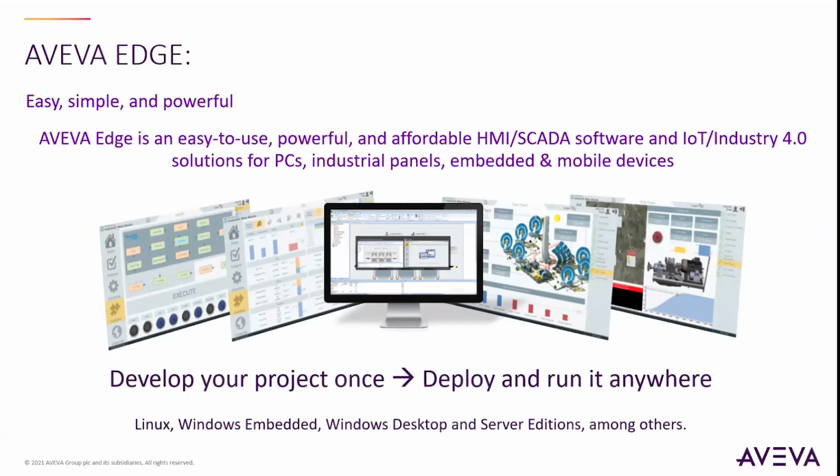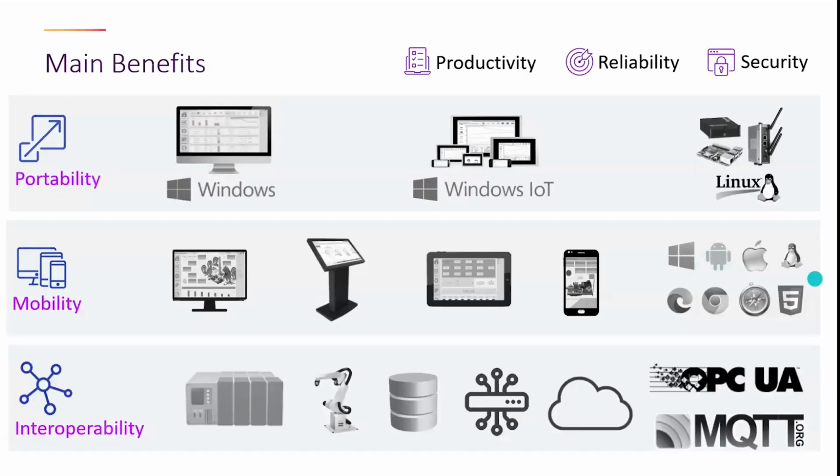And so, from a high level, AVEVA Edge is really built to be an easy to use, powerful, and affordable HMI SCADA solution that can be deployed in a variety of applications. With that in mind, there are three benefits that I want to highlight today. The first is around portability. With Edge, we have the ability to run on many types of hardware and operating systems. Edge is platform agnostic, so it can run on Windows as well as Linux operating systems.